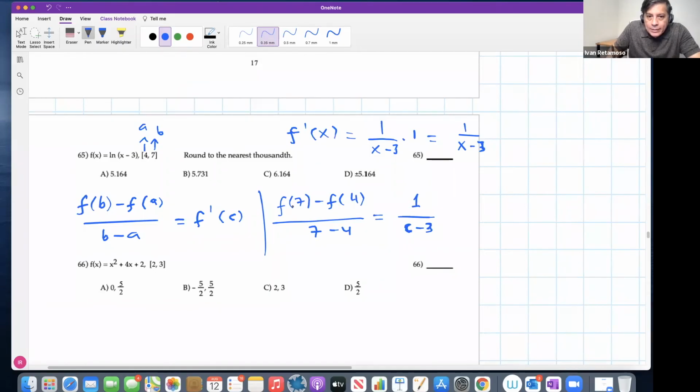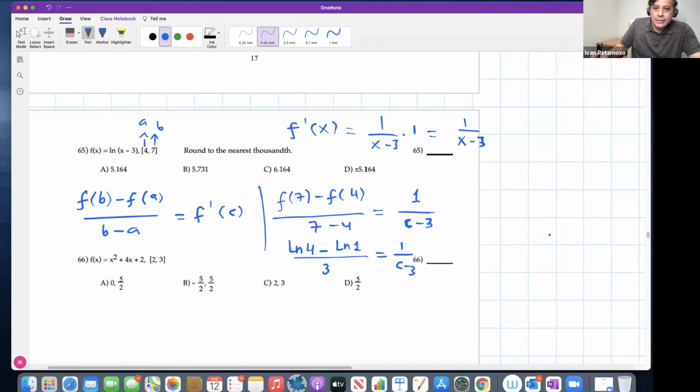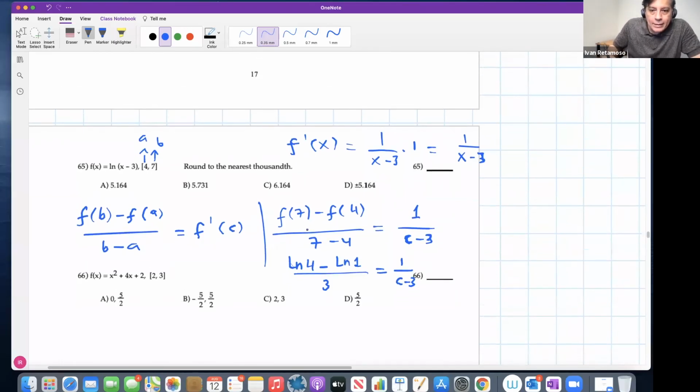Now, we have to compute this whole thing. Look, when you put 7 here, 7 minus 3 is what? Natural log of 4, right? Natural log of 4, minus, when you substitute 4 here, 4 minus 3 is 1, natural log of 1. On the bottom, 7 minus 4, 3. This is equal to this. Very good. So now, substituting everything there, what do we get?